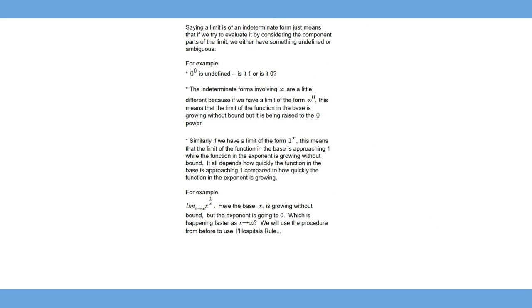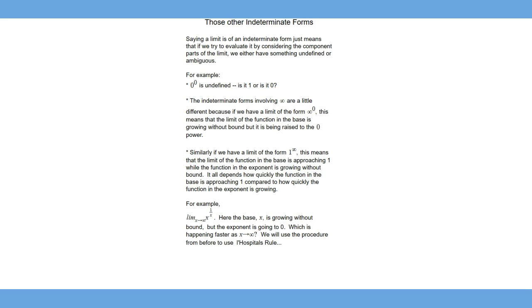So we have these other indeterminate forms, infinity to the 0 power and 1 to the infinity. Again, these aren't really the values that we're talking about. We're talking about functions that approach these values. It just depends which is approaching more quickly, which has the greater influence as we take the limit.